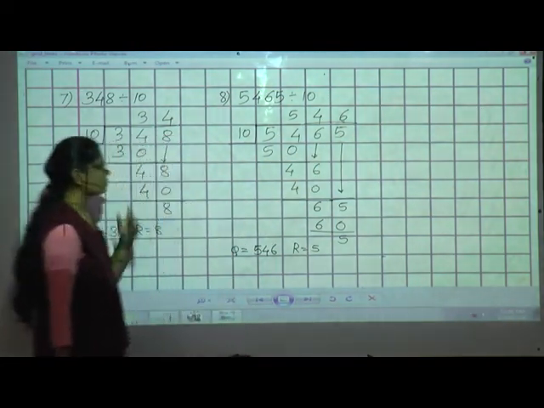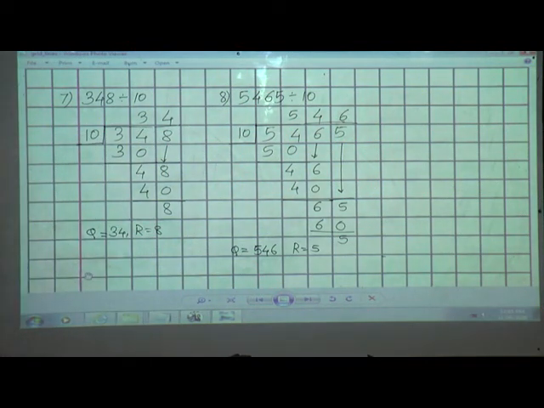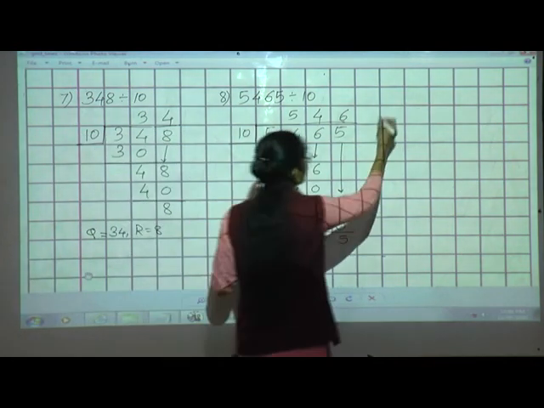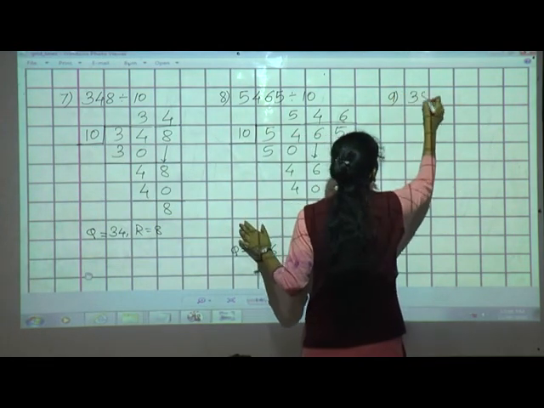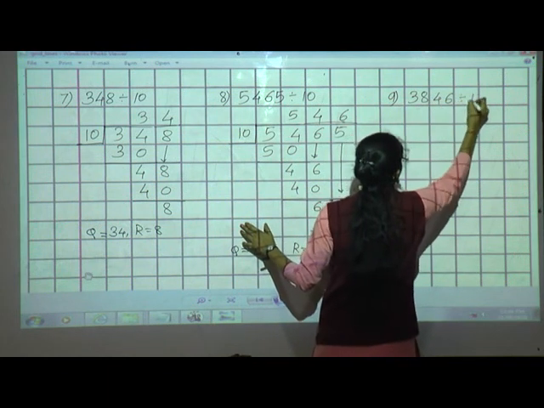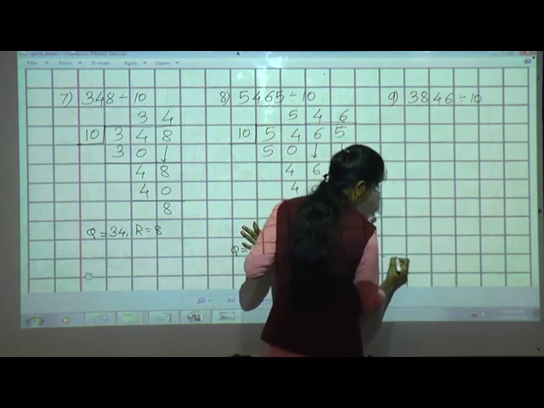Okay, so keep one thing in your mind. If the divisor is 10, then in the dividend, the number at ones place is the number we should get as the remainder, and the remaining numbers will form the quotient. Okay, so take the next example. One more example is 3846 by 10. Now look at the board.